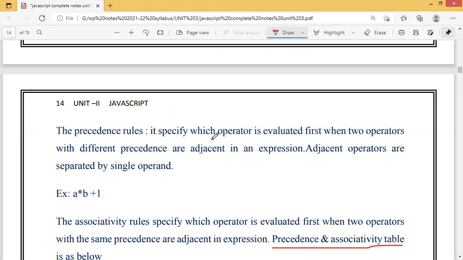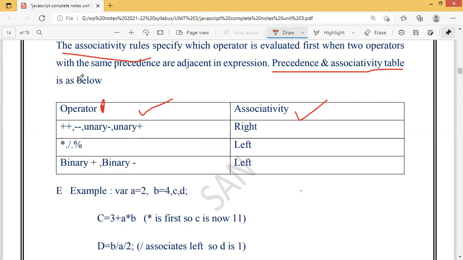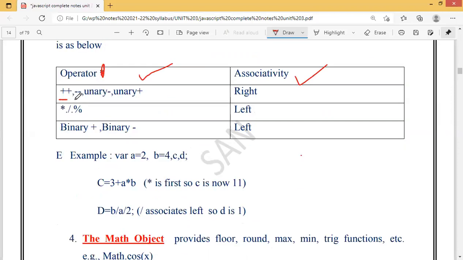The precedence rules, you can write this definition, and the associativity rules, you can write this as a definition, and this table you have to write. Okay. Now see, we have plus plus, minus minus, minus and plus. So precedence is, if all these operators are coming in the expression, first you have to solve plus plus, then minus minus, then minus, and then plus. Is it clear? Now, if there is an expression where only plus plus is coming in two places, you have to solve the right part first.